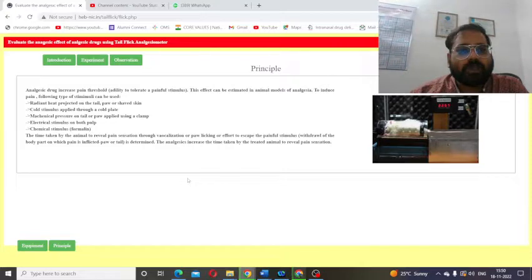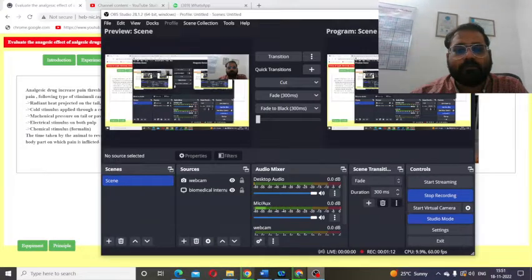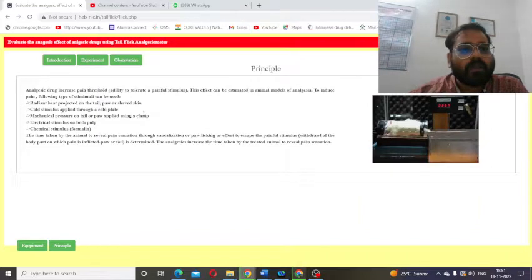To induce pain, the following types of stimuli can be used: radiant heat projected on the tail, paw or shaved skin; cold stimulus applied through a cool plate; mechanical pressure on the tail or the paw applied using a clamp; electrical stimulus; and chemical stimulus, where formalin is also used.